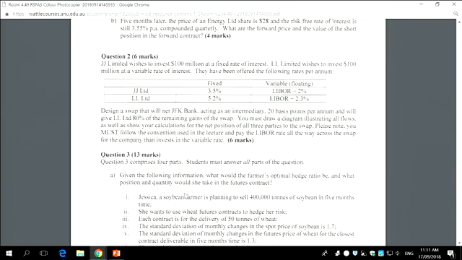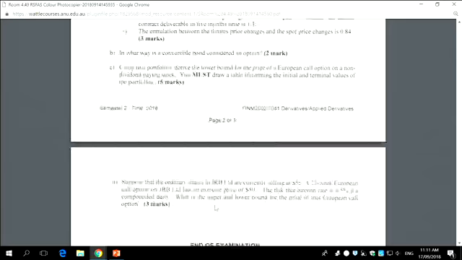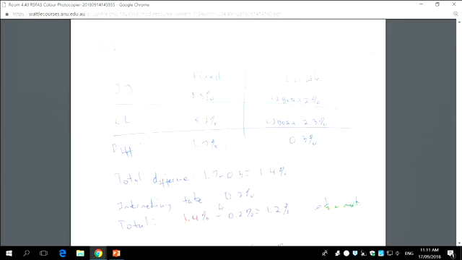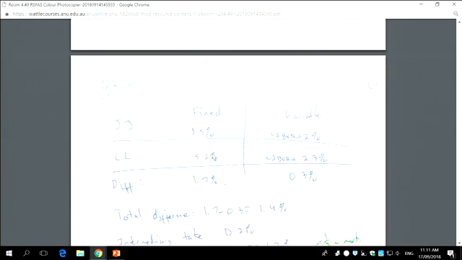So if we have a look at the solutions. On the fixed, the difference between 3.5 and 5.2 is 1.7%. The difference on the variable, LIBOR plus 2, LIBOR plus 2.3, is 0.3%. And that gives us an absolute difference of 1.4%. So you've got 1.4% to play around with, but you're told the intermediary takes a cut of 20 basis points, so 0.2%. So 1.4 minus 0.2%, you've got 1.2% left to play around with in terms of making both parties better off.